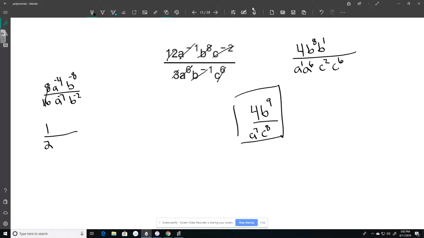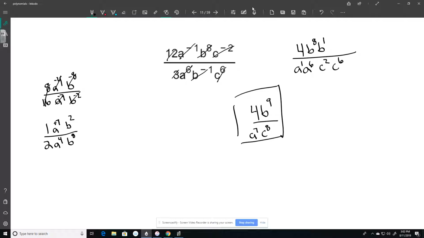Those are gone. A to the negative 4th, we don't want a negative 4th. We want to move it to the bottom and make it a positive 4th. A to the negative 7th, we don't want a negative 7 on the bottom, so we're going to move it to the top. A to the positive 7th. B to the negative 8th, again, I don't want a negative 8. I want to move it to the bottom and make that b to the 8th. And b to the negative 2, I'm going to move to the top, so it becomes b to the positive 2.